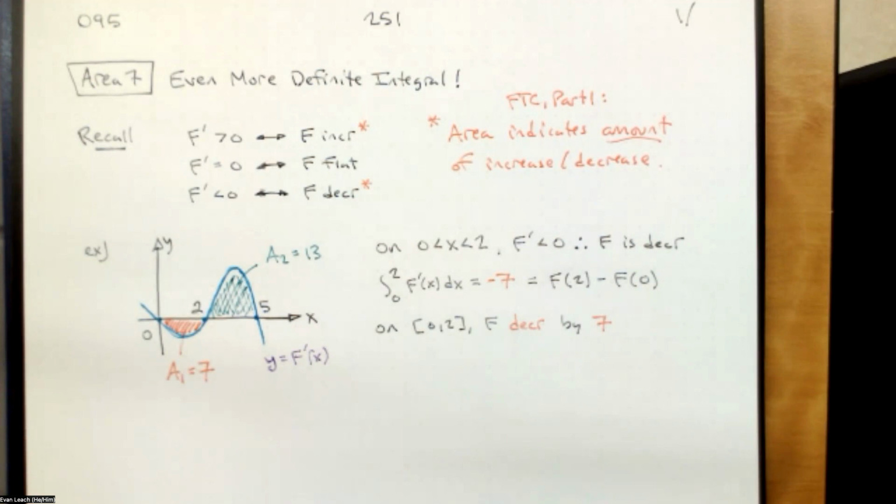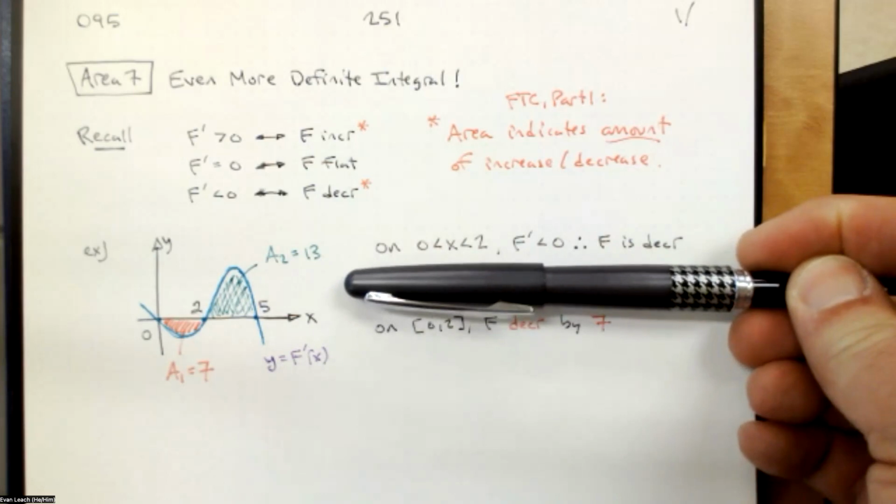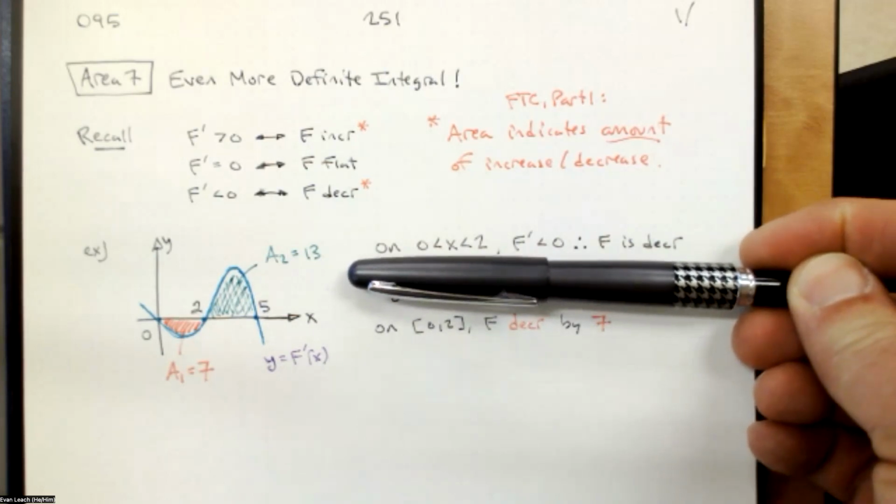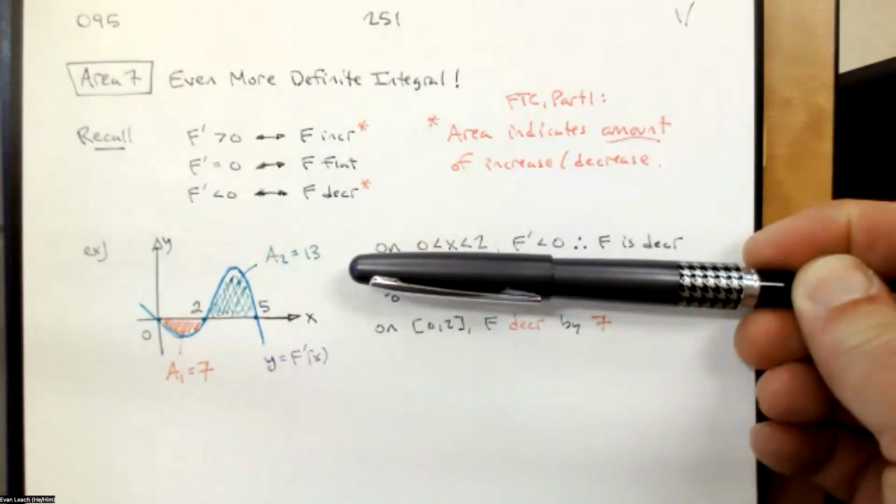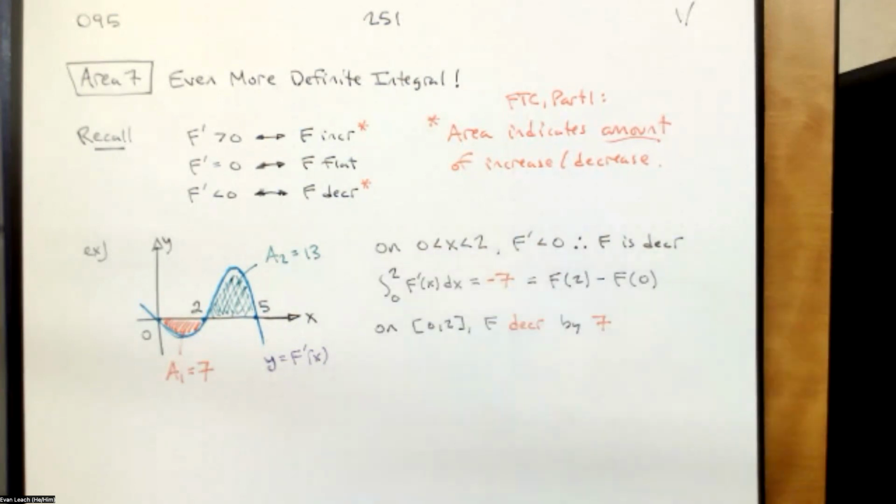When we started out with this derivative, the sign of the derivative telling us the direction of the function, we didn't have this part. We just said on the interval from 0 to 2, capital F prime is negative, so capital F is decreasing. Now we have additional information. Now we know by how much capital F decreased.